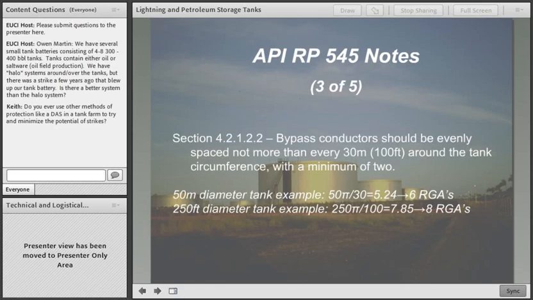Number 3, these bypass conductors should be spaced every 100 feet around the tank with a minimum of 2. This is because we want to provide enough conductors to carry lightning current from the shell to the roof, and also we don't know where the strike may terminate. We don't know if the strike is going to terminate on the north side of the tank or on the south side of the tank or wherever. So we want to have several bypass conductors spread out around the circumference of the tank.